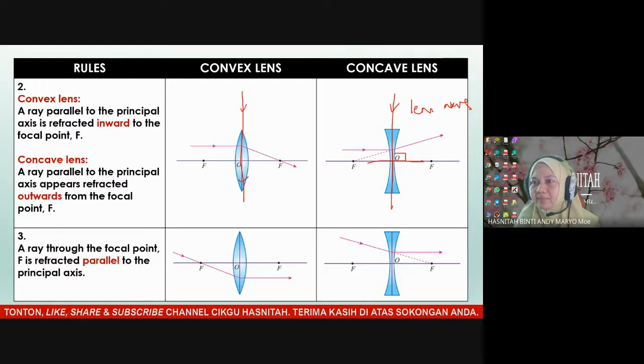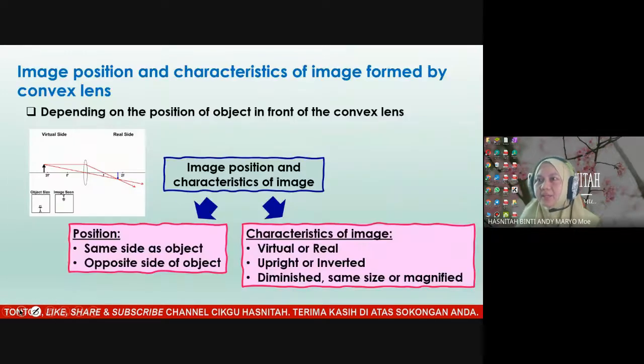Okay, so you know the three rules already, how to draw the ray diagram. So now this is the image position and characteristics of the image formed by convex lens. Students, if you look at this simple simulation here, for convex lens, the characteristic of the image varies depending on the position of the object.